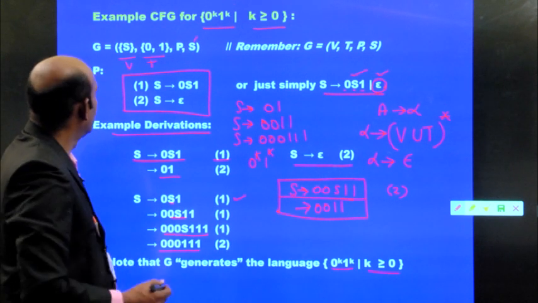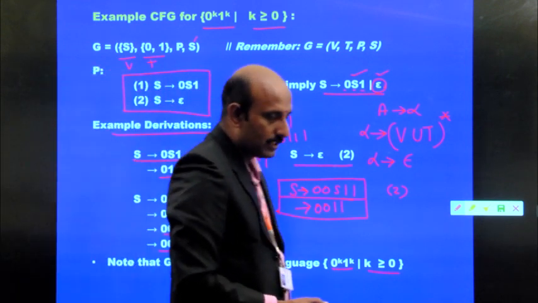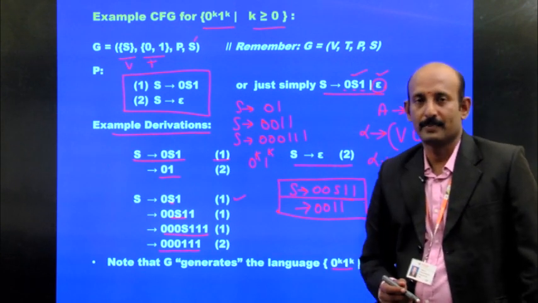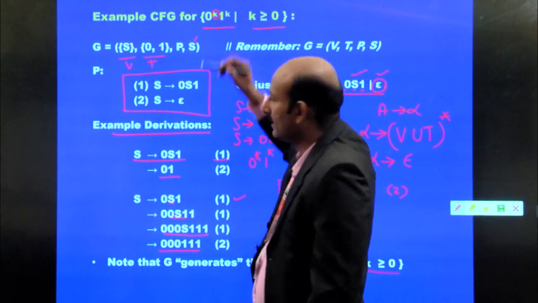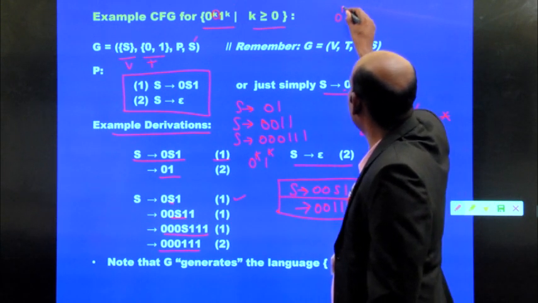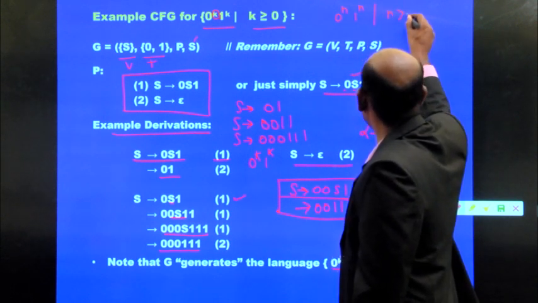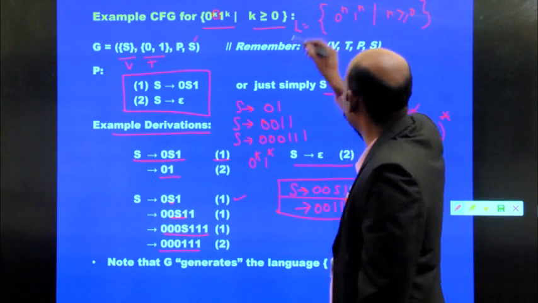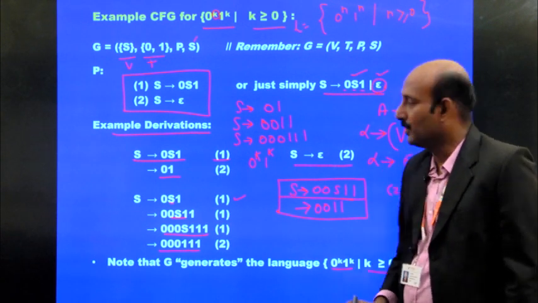So, this is an example of a context-free grammar for the language 0 power k 1 power k, where k is greater than or equals 0. Sometimes the questions may be changed, so instead of k, they may give n, like 0 power n 1 power n, where n is greater than or equals 0. So both are the same. Hope everyone understands this.